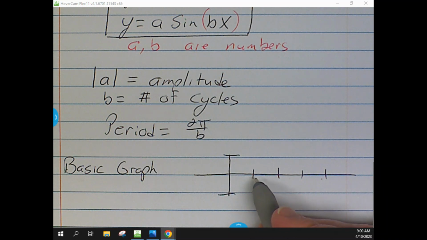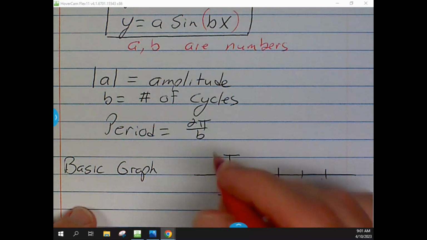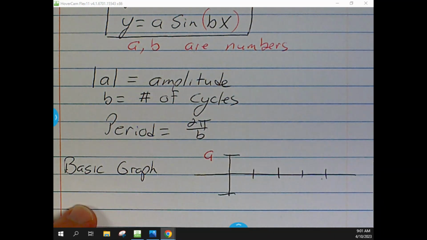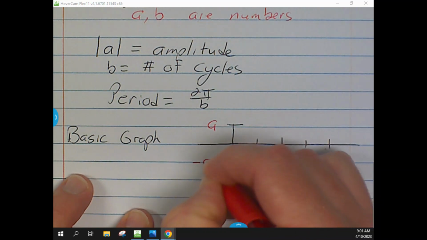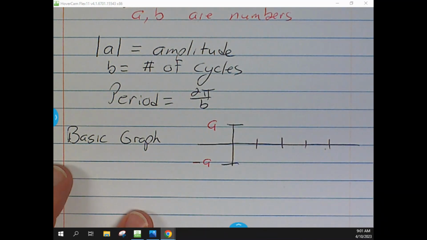If you think about it in terms of radians, this is pi over 2. This would be pi, 3 pi over 2. The last one would then be 2 pi. All right, so your A value is going to be basically the top of the graph. Of course, negative A would then basically be the bottom of the graph.